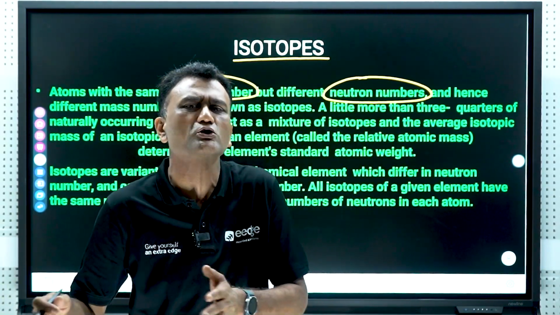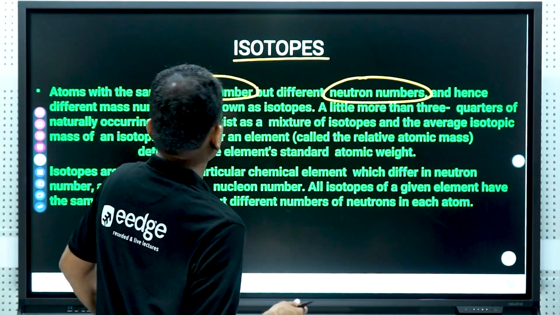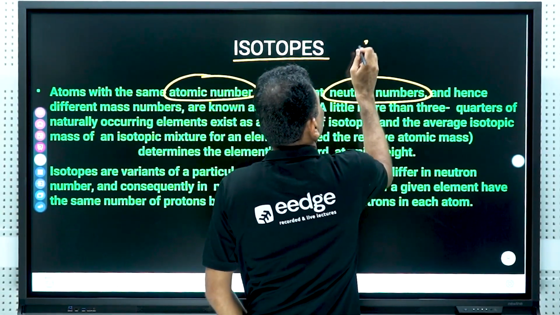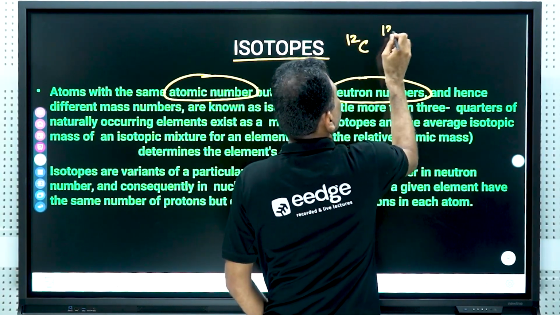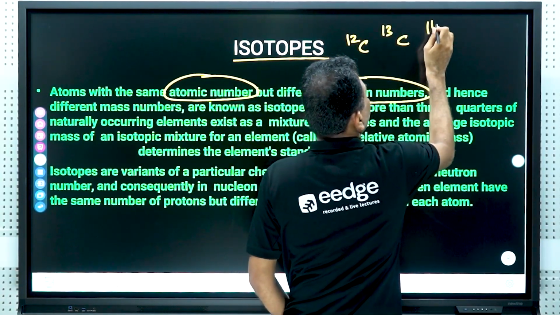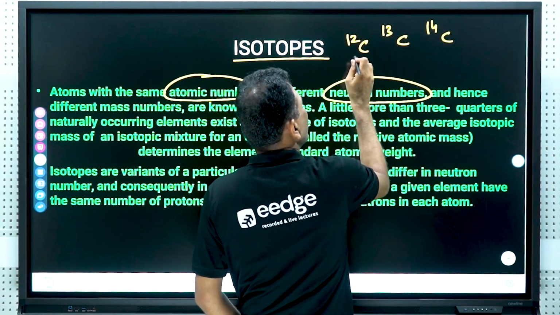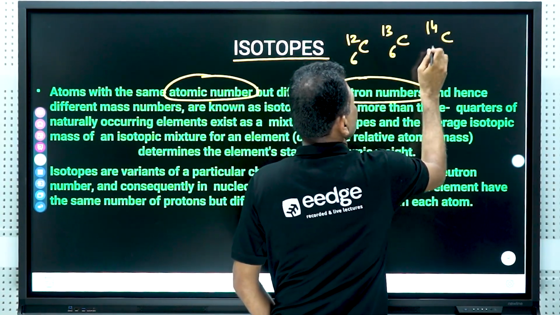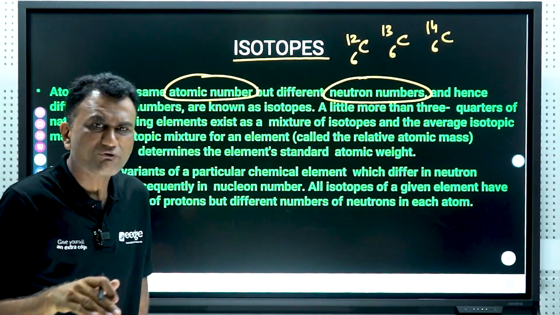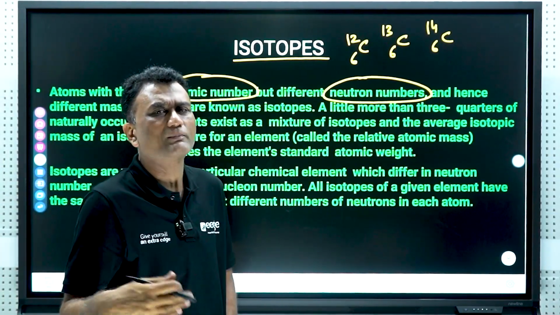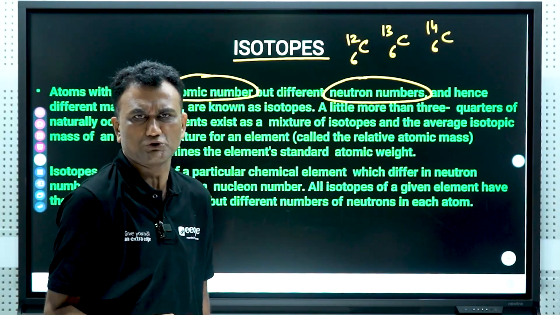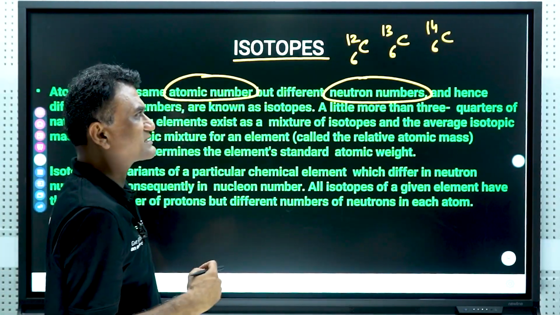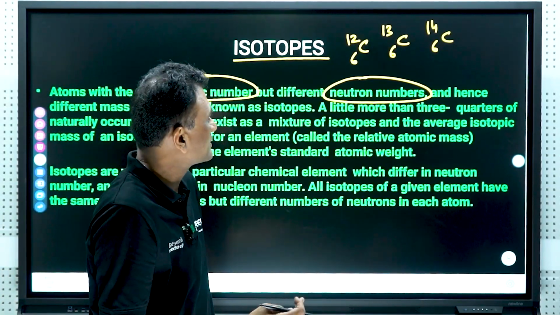So the total strength also differs, right? Let us take one example: carbon 12, carbon 13 and carbon 14. When I write carbon, atomic number is always 6. In nature, we find these 3 types of carbon atoms. Atomic number is 6, meaning 6 protons, but the mass number is 12, 13 and 14, right?